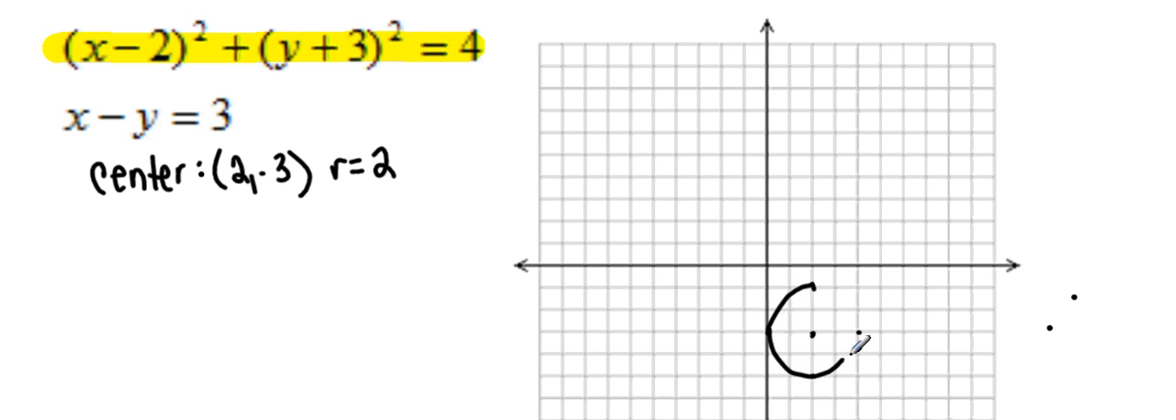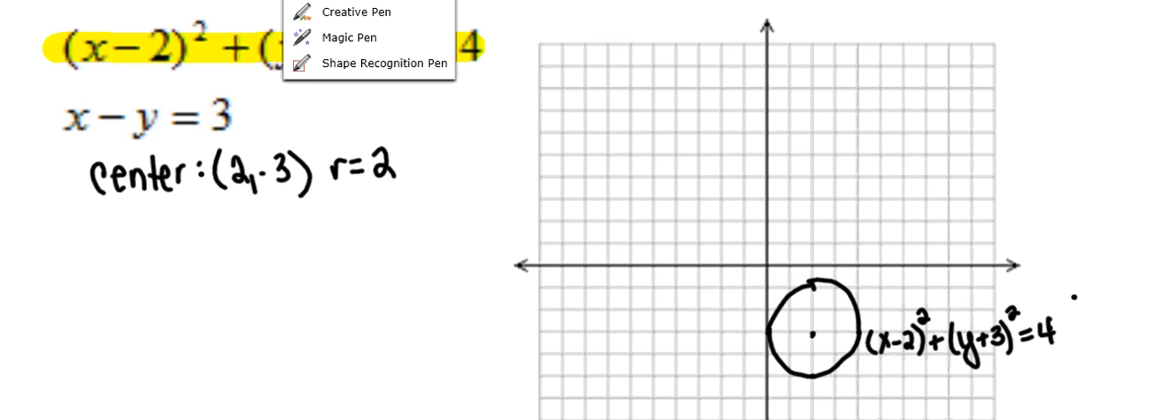And anytime you put more than one graph on the same set of coordinate axes, you need to make sure that you label the graph. So I'm going to go ahead and label this guy with his equation. His equation is bigger than he is. And then I'm going to move on to the second equation.